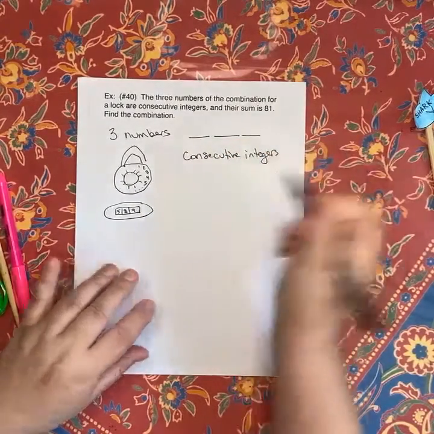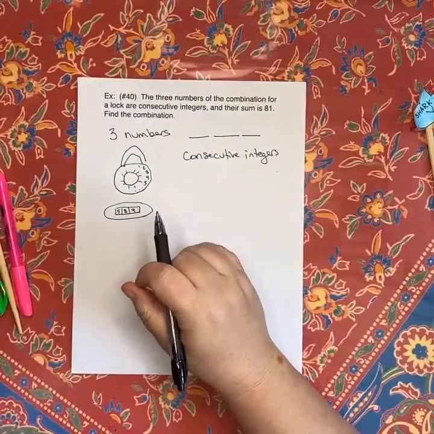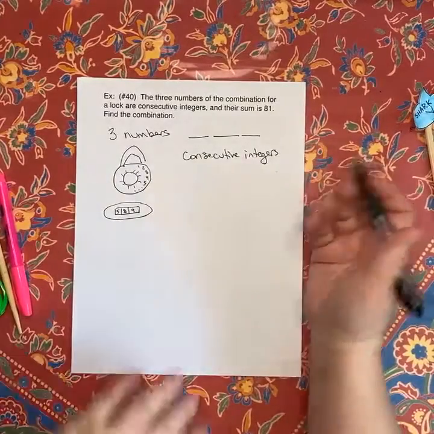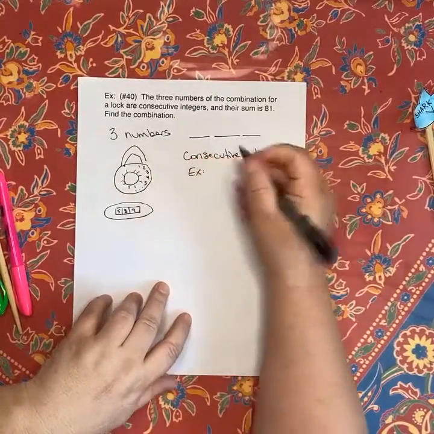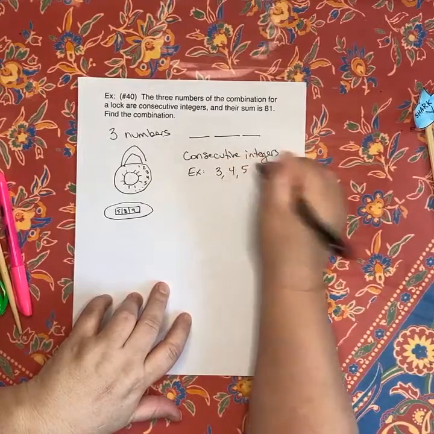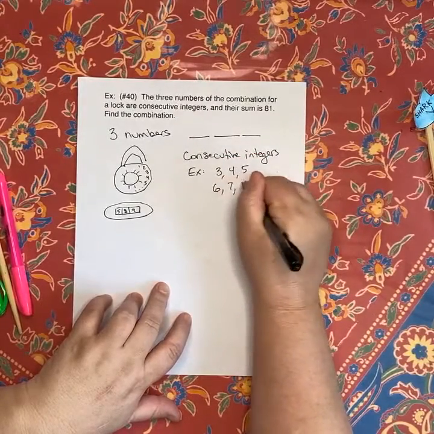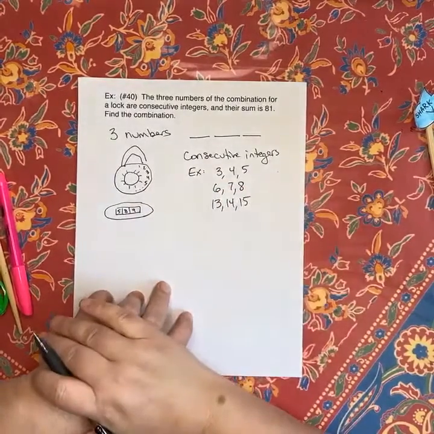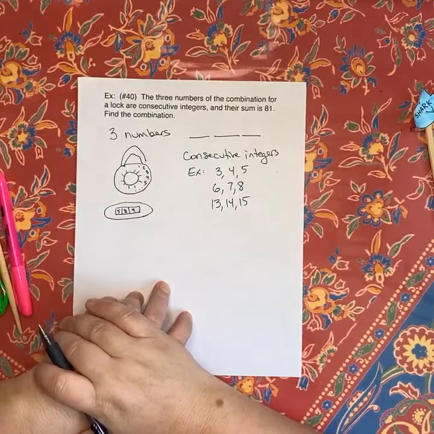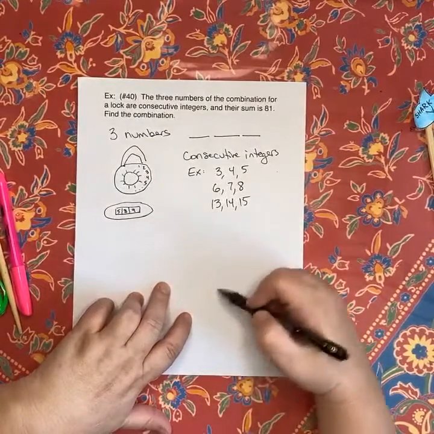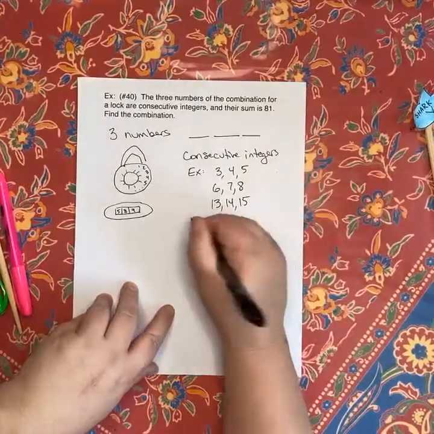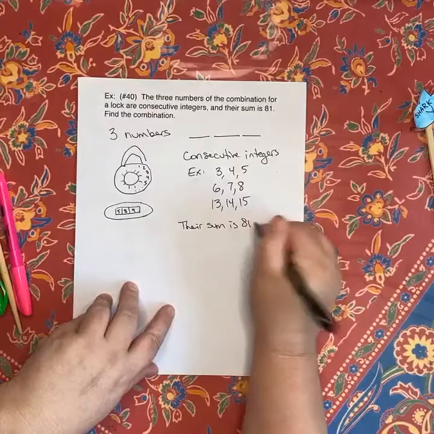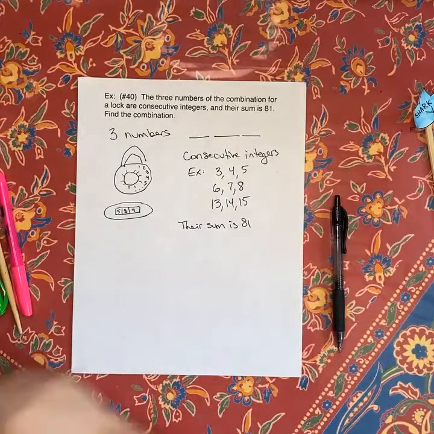integers. So I want to stop right there and say, what does consecutive mean? Consecutive means one right after another. So what would be examples? 3, 4, 5, 6, 7, 8, 13, 14, 15. Something like that. Now, what I could do is just keep trying different ones till I get to their sum is 81.